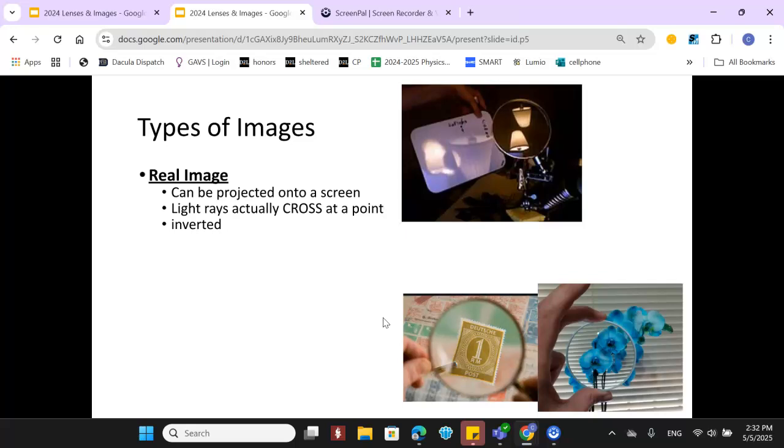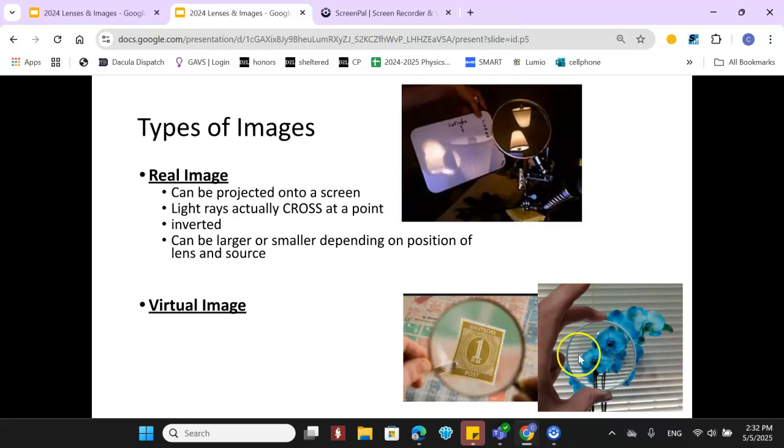This is what you saw yesterday when we first held your cell phone up on the meter stick and you saw that image projected onto the screen. That's a real image, and it's upside down. It's inverted, and it can be larger or smaller depending on the position of the lens and the source. We'll talk about that more in a couple slides. A virtual image is more like you're seeing down here below in the corner, like a magnifying glass. It can't be projected. You have to actually look through the lens to see it. A magnifying glass doesn't make something look bigger unless you're looking through the lens. It's always upright, so it always looks exactly like the original object.